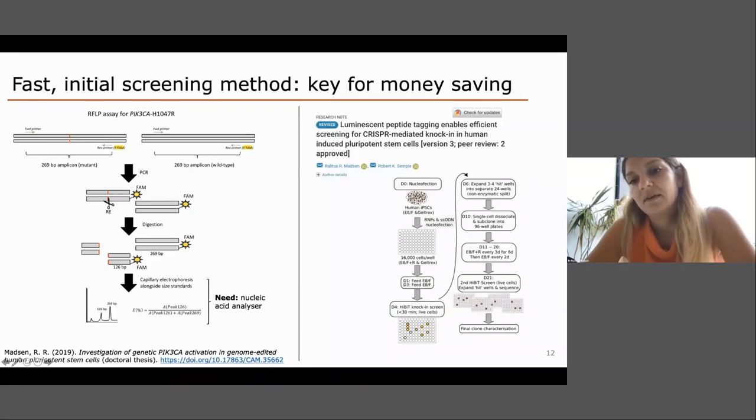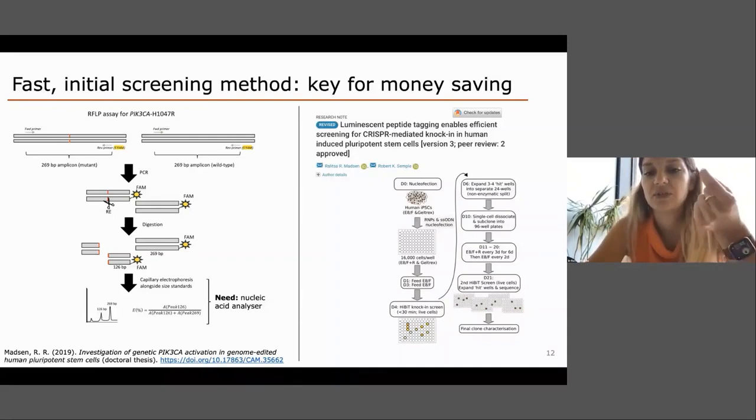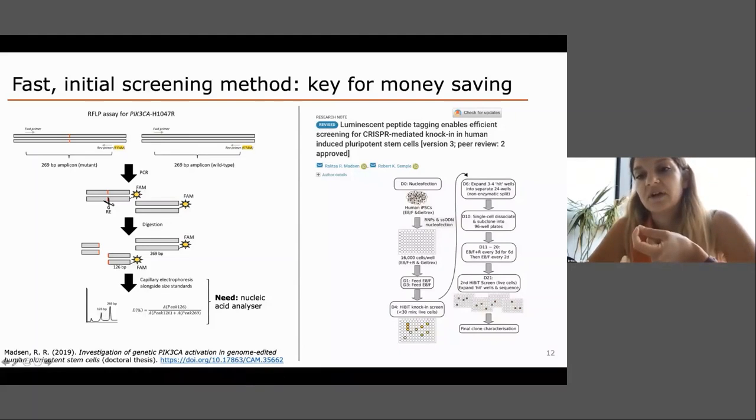The thinking behind this is that if you have got successful knock-in of the hybrid tag and you simultaneously introduced reagents to target your gene of interest, then it's more likely that that would also have been targeted if the hybrid has gone in successfully. So again, this is the reference for this method, which is really just at an early stage and is provided for others to build upon it.